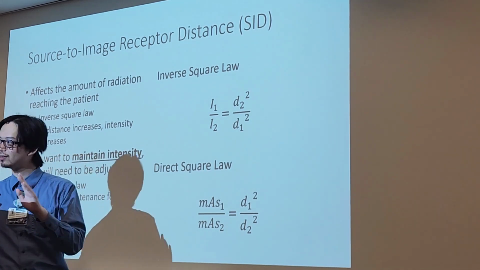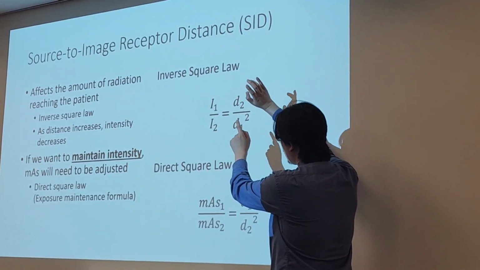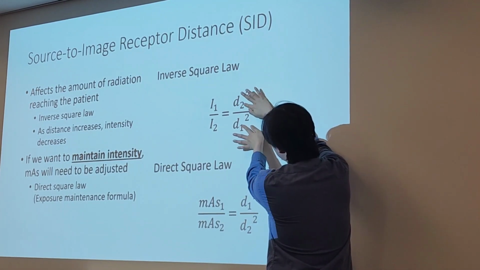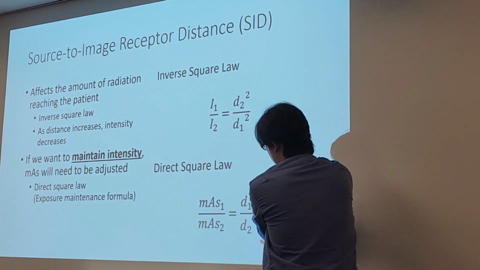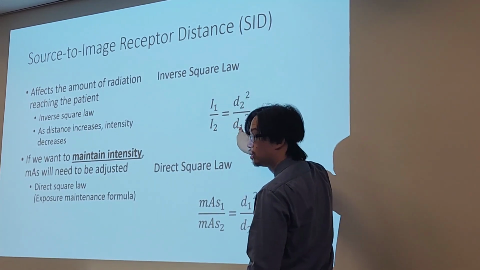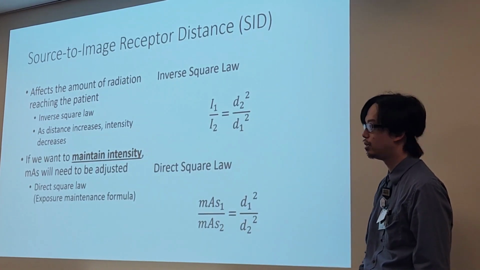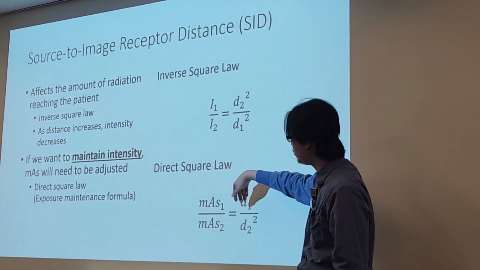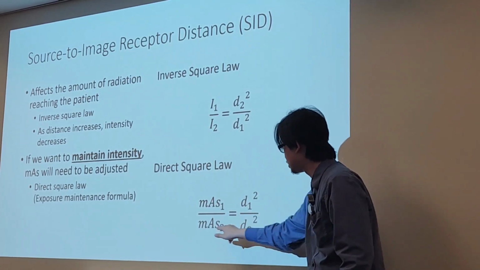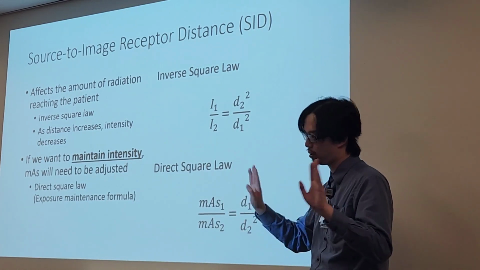So do not panic. It is exactly the same as inverse square law, but notice the only change here is that these numbers have swapped places. So instead of being inverse, they are now directly across from each other. Doesn't matter which one's on top, which one's on bottom, as long as the top is the same number, the bottom is the same. You'll be fine. So old, old, new, new. That's automatic.